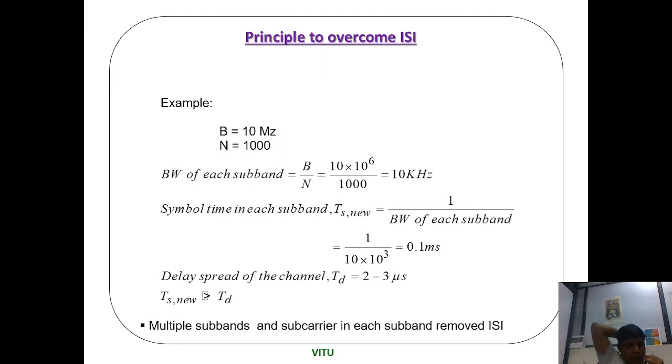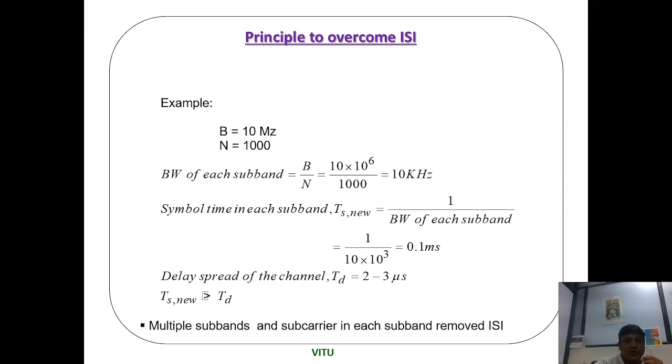Let us take an example where I take the same problem with n, that is 1000 subcarriers. So the bandwidth for each subband, each subcarrier, is allocated B by n, that is 10 kilohertz. So basically the symbol time will be 0.1 millisecond, which is greater than Td. So in that case we can find that it avoids intersymbol interference.